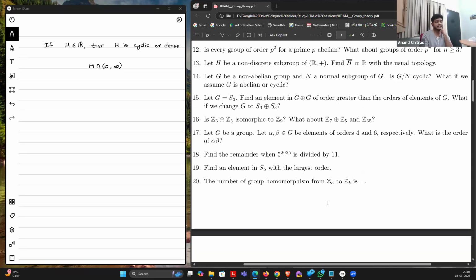Next, let G be S3. Find an element in G direct sum G of order greater than the orders of elements of G. Can you do this?